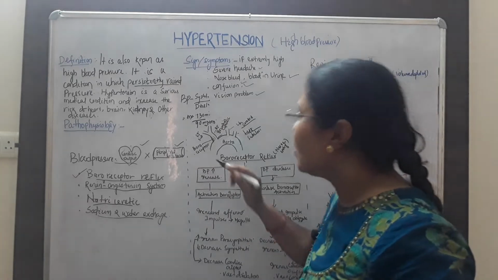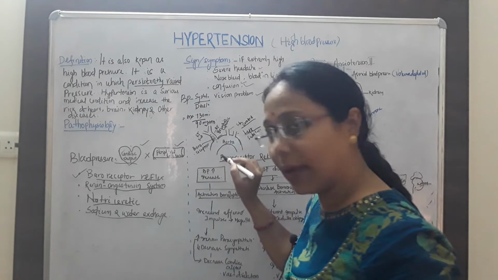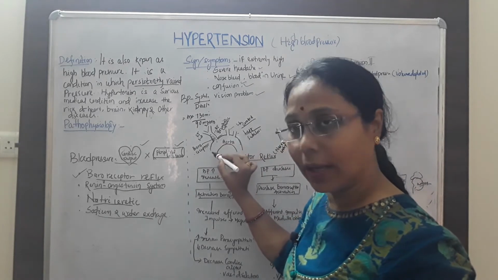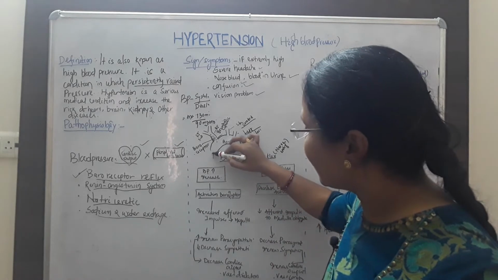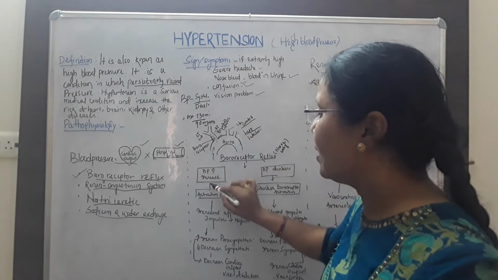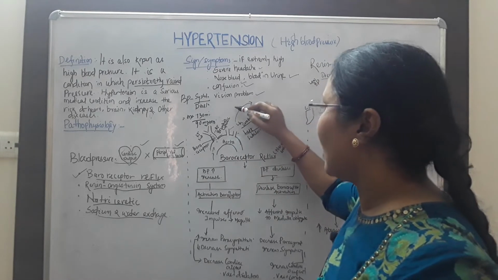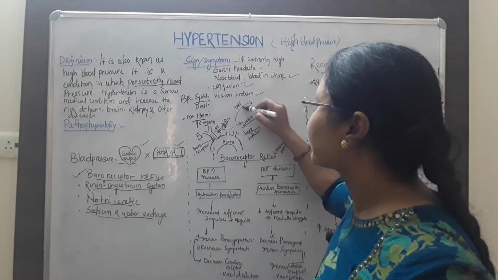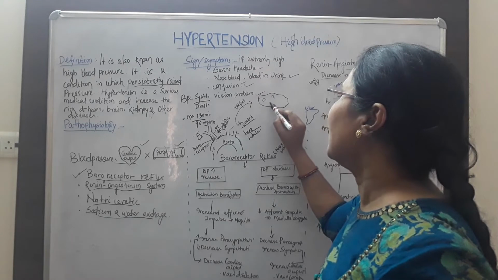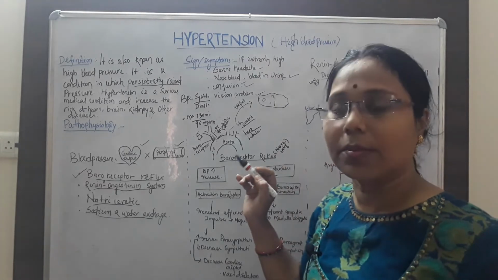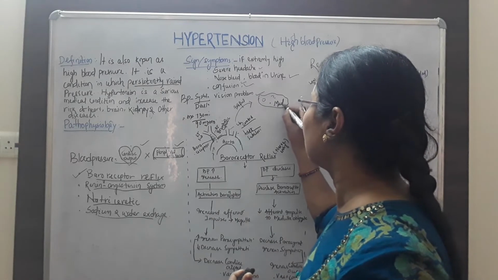Okay, so this pointed part is called the baroreceptor. These are the baroreceptors, the nerve endings present in the arch of aorta. What is their role? They observe the pressure. If the arterial pressure rises, the baroreceptors give impulses to the brain. This is the brain center that controls blood pressure, the cardiovascular center, that is the medulla oblongata.